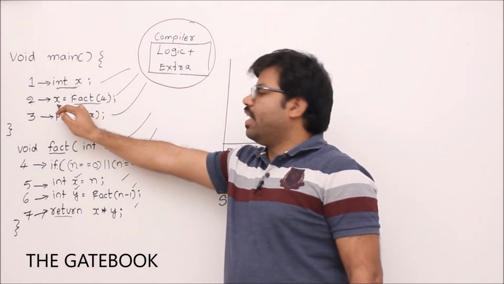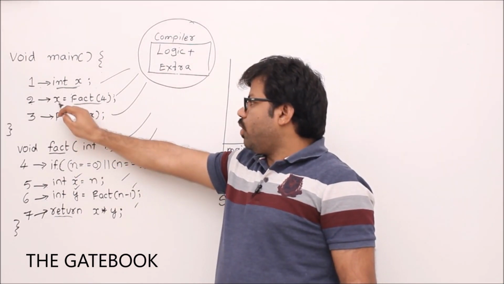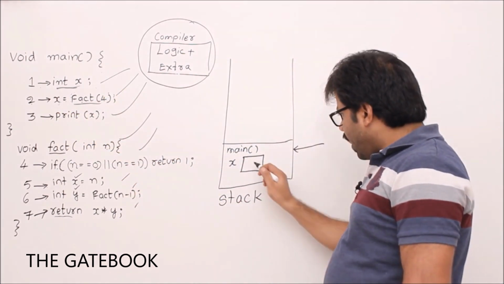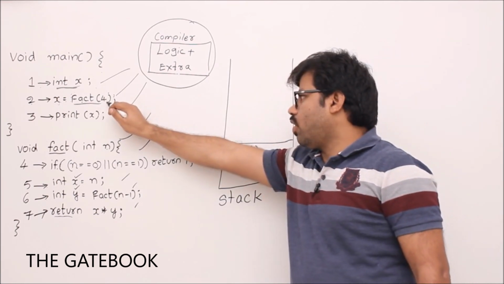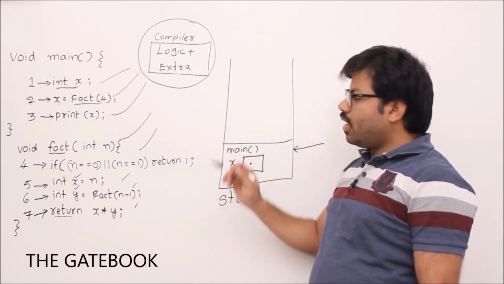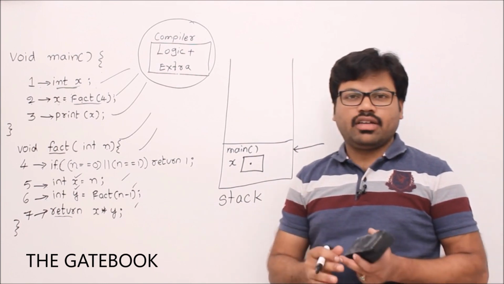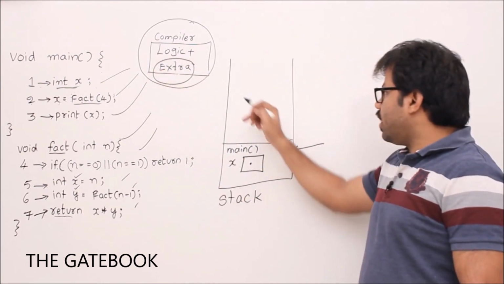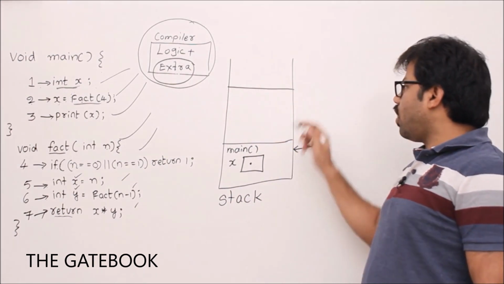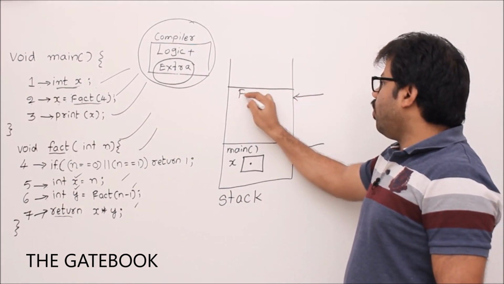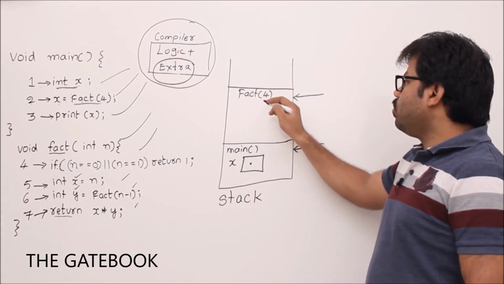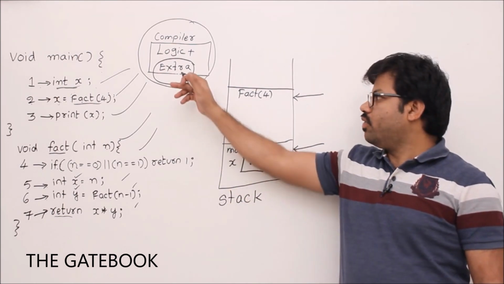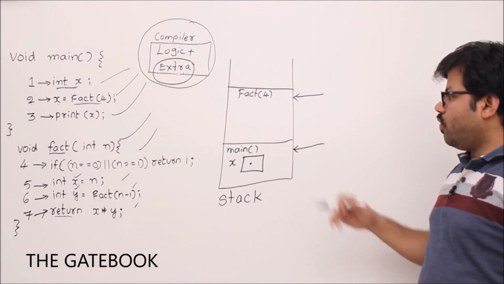Then it will go to line number 2, where there is x equal to factorial of 4. You wrote it, correct? Because of that we have to assign the return value of factorial of 4. But before that we have to execute factorial of 4, correct? Then the compiler's extra code will create one more activation record on behalf of factorial of 4. Finally, I am showing you the memory management of your compiler because of this extra code. Now we'll see what happens.